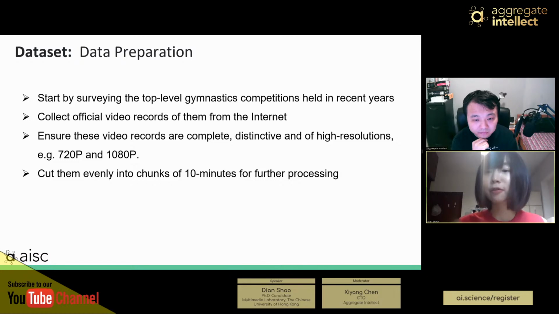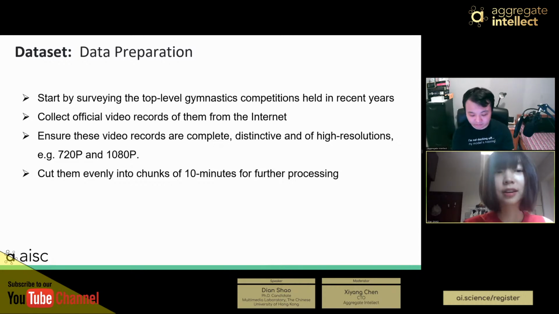We have now reviewed all the challenges, and in the following, I will show how we try to solve these challenges in the whole dataset building process. Recall that the first problem we need to tackle is data preparation. The main steps for collecting raw video data are listed here.